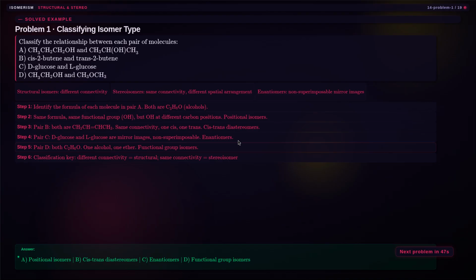Step 4. Pair C, D-glucose and L-glucose are mirror images, non-superimposable. These are enantiomers. Step 5. Pair D, both C2H6O. One alcohol, one ether. These are functional group isomers. The classification key. Different connectivity means structural isomer. Same connectivity means stereoisomer. Answer. A is positional isomers. B is cis-trans diastereomers. C is enantiomers. D is functional group isomers.